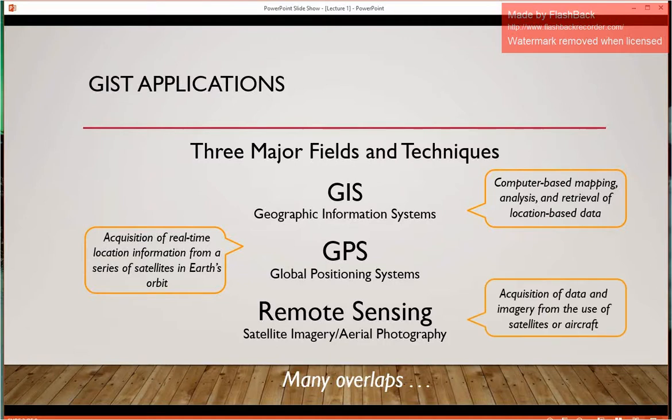And of course there's remote sensing, which is more about capturing imagery of various kinds from either satellites or airplanes or other kinds of flying devices that can be anywhere from just a few feet above the ground to several hundred miles.